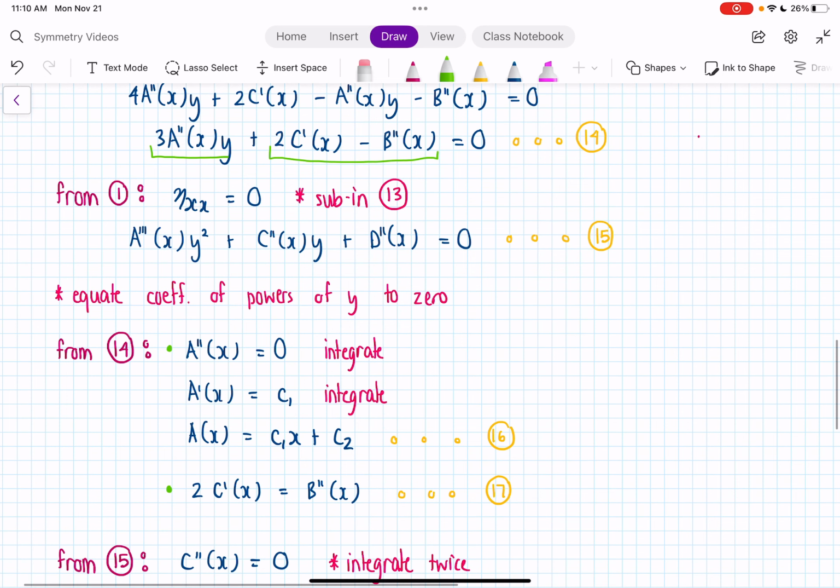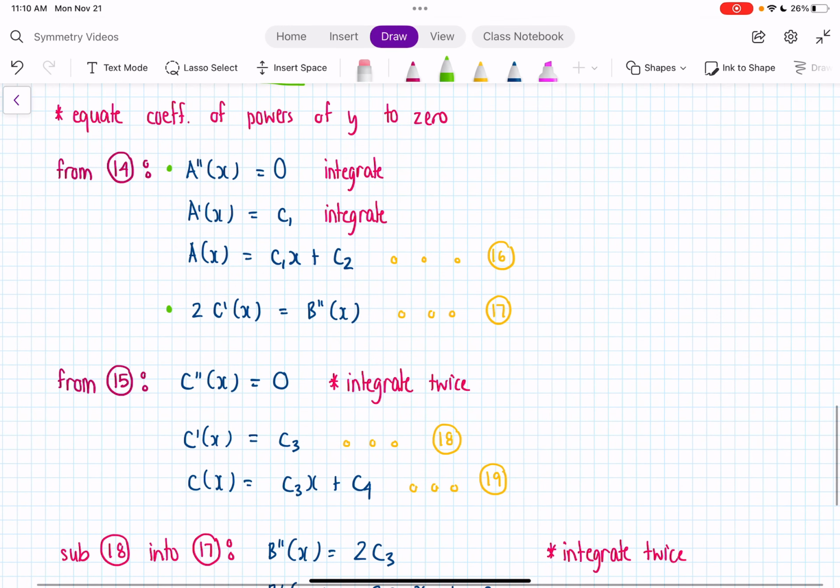Now in equation 15, I don't need to worry about my a triple prime because I've already defined a of x. So we're going to move on. We're going to go here and we're going to look at c double prime. We integrate twice, similarly to what happened when we found a of x. And that gives us c of x.